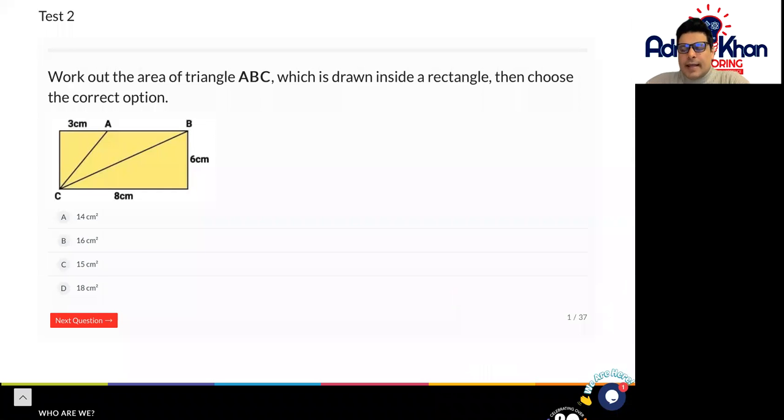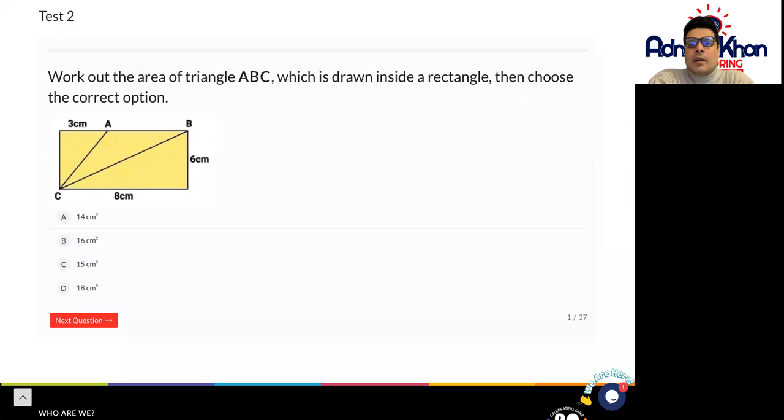This is a test on Year 9 Maths, which means that you've got various mixed questions in this particular exercise to do. So let's just have an example. Let's do the first question together. The first question states, work out the area of triangle ABC, which is drawn inside a rectangle, then choose the correct option. So now triangle ABC is a triangle drawn within a rectangle.